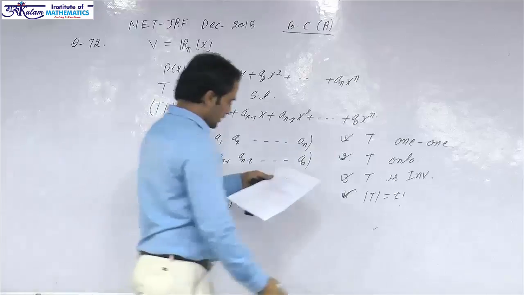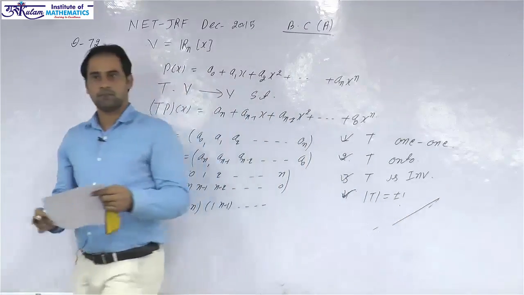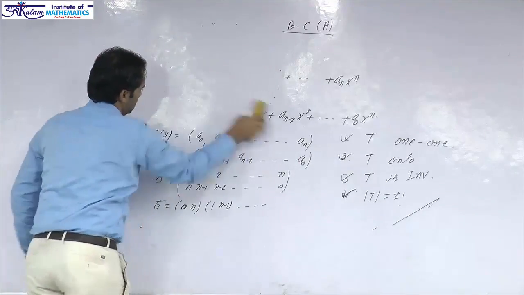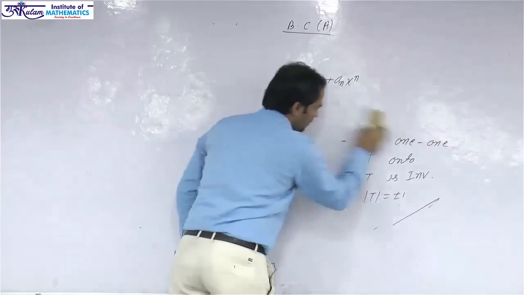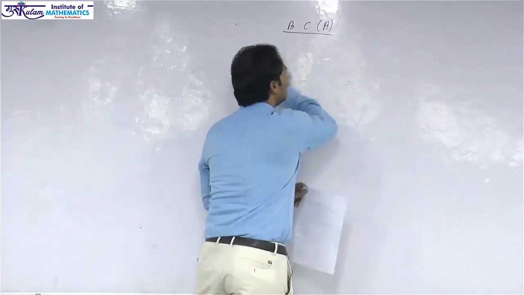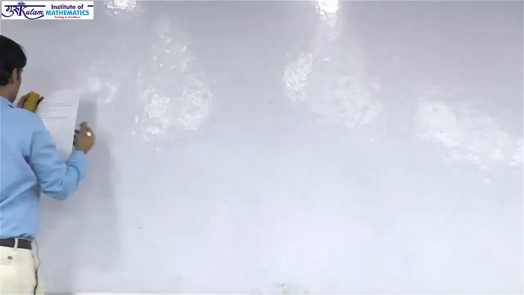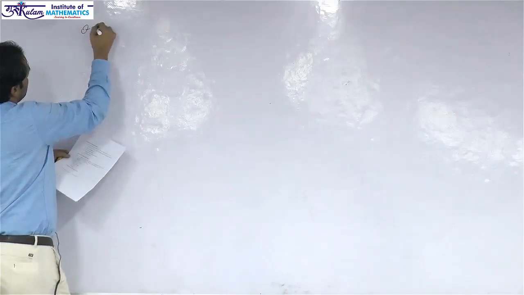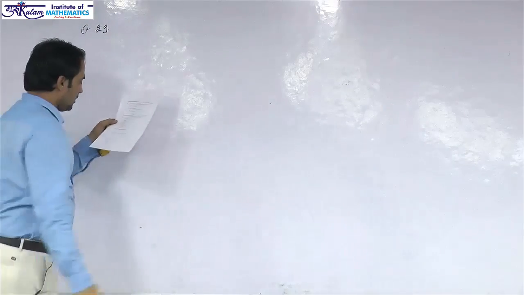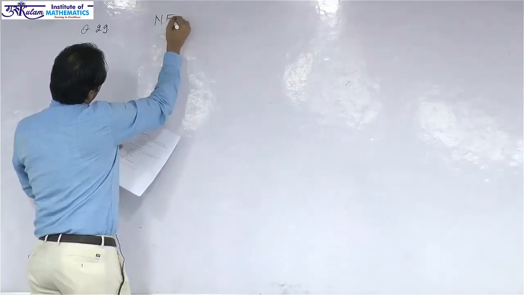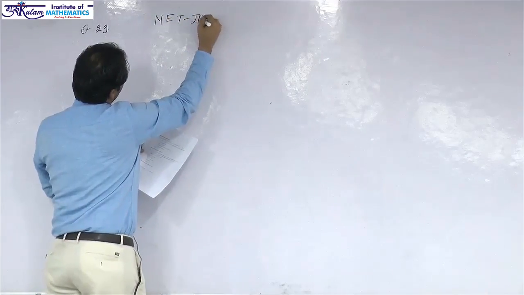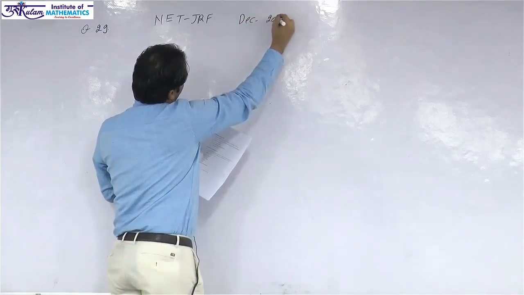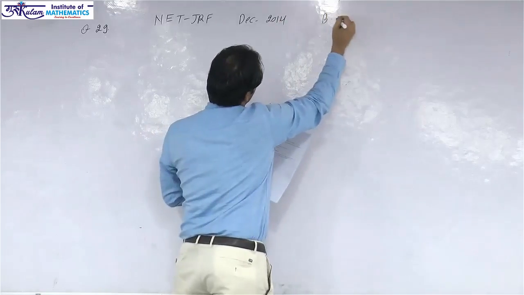Further, we will discuss the next question asked in this exam. So let us start with the next question. This question is question number 29, and the exam is NET JRF, December 2014, and again the booklet code is A.